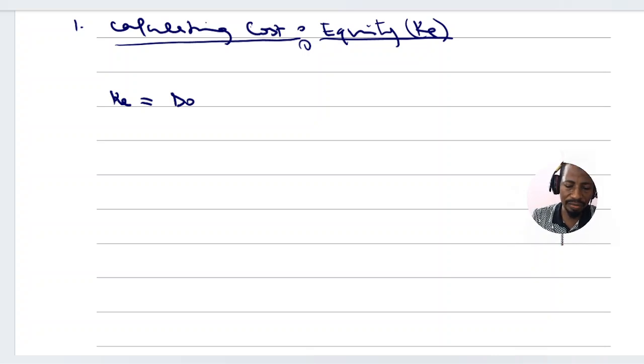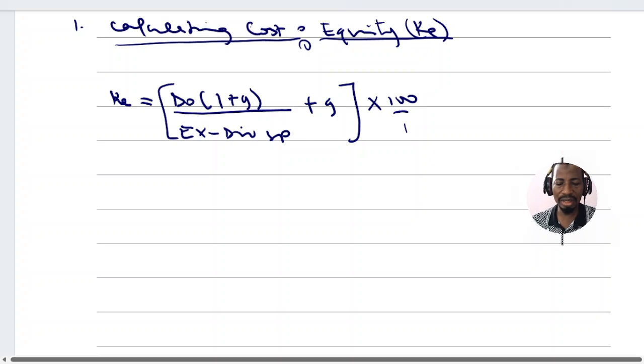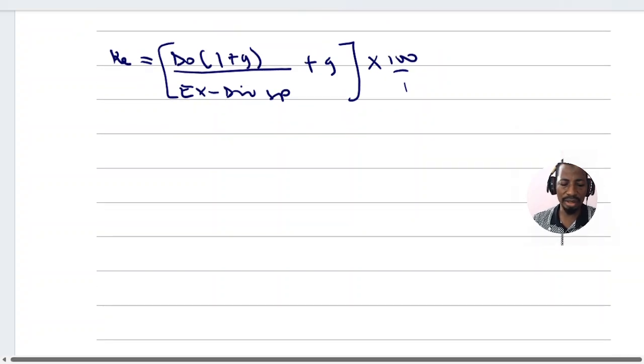Therefore, current dividend multiplied by 1 plus the growth rate, divided by the ex-div share price, plus the growth rate. All of this multiplied by 100 over 1. So this is the formula that we are going to use to calculate the cost of equity.